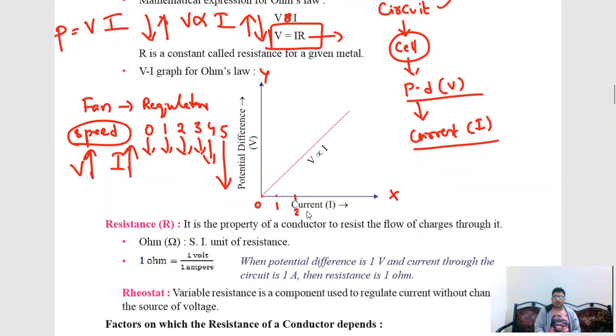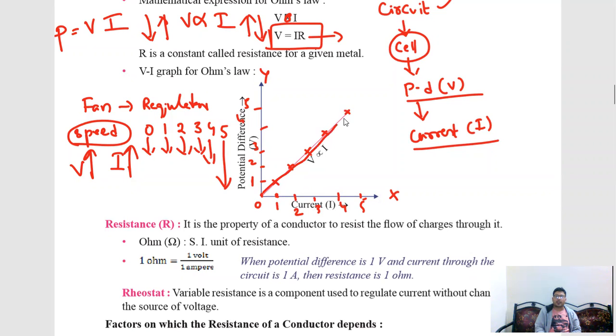You can consider 1, 2, 3, 4, 5 here, and here also you can consider 1, 2, 3, 4, 5. So you see, same concept. If it is 0, the current is 0 and the voltage will also be 0. Now slightly increase that regulator to 1. If you increase the current value, voltage also will increase to 1. So you can plot a point here. If current is 2, voltage will be 2. If current is 3, voltage will be 3. Current is 4, voltage is 4, current is 5, voltage is 5.